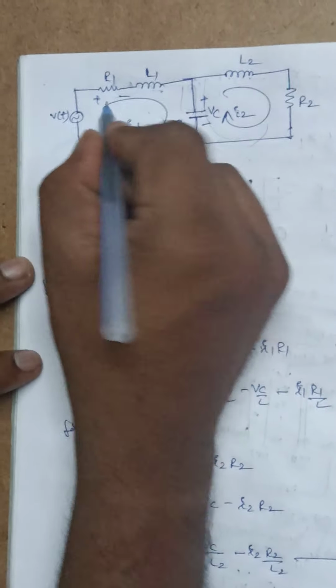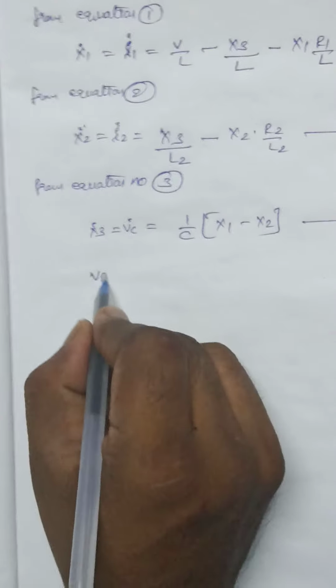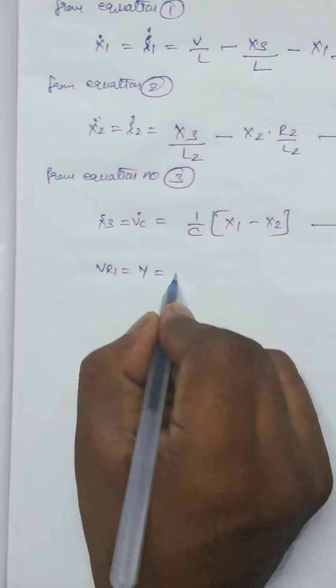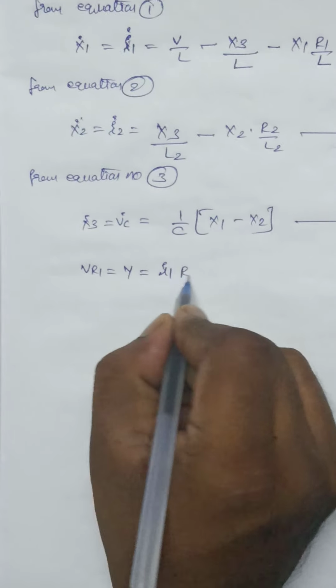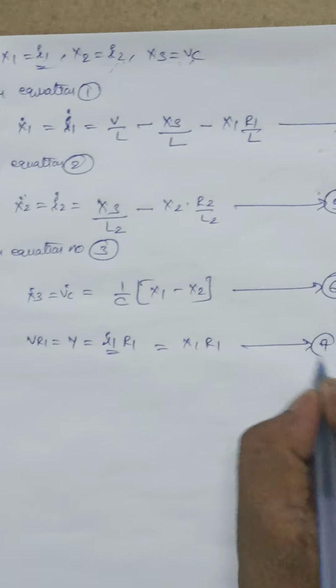Now let us take the outputs here. Let us assume VR1 is taken as the output. So VR1 is equal to y, the output, equal to I1 into R1. And what is I1 here? It is x1. So y is x1 into R1. Let us call this equation number 7.